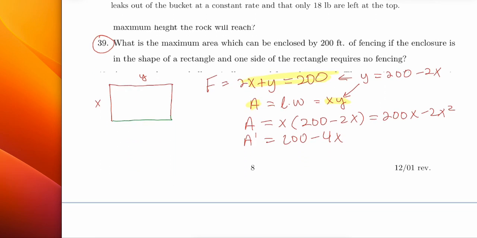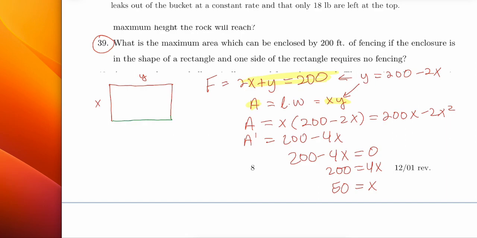Doesn't a parabola only have 1 critical point, the vertex? So the first derivative is going to give us that vertex. If you do 200 minus 4x and set that equal to 0, that's the critical number of the first derivative. We get 200 equals 4x, or x equals 50. Okay, now that's what x is.